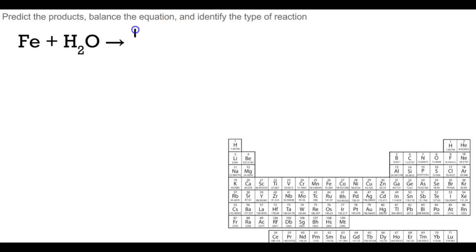Iron plus water. Now in this case right here, I kind of have a mistake because they didn't really specify what the charge is on the iron. And iron can take 2 different charges. So I'm going to show you both equations. Both of them would be acceptable. Both of them would be okay for answers.